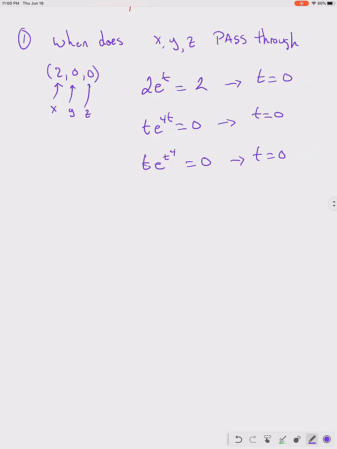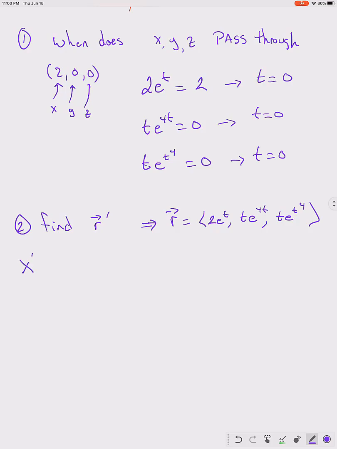Then the next thing we have to do is find the rate of change, our r prime vector. So our r vector, if we put the x, y, z in a vector, would look like this: 2e to the t, te to the 4t, and te to the t to the fourth. That would be our r vector. So then we need to find the r prime.